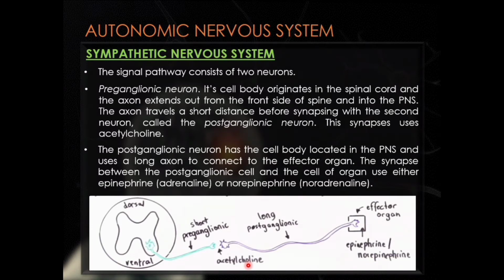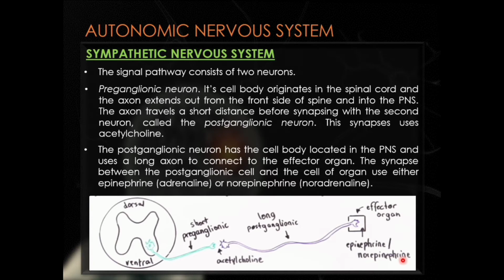Now, when the action potential is carried all the way to the axon terminal of the postganglionic cell at the synapse between our axon terminal and the cell of our effector organ, in this case, we use a different neurotransmitter. We either use epinephrine or norepinephrine. Inside the sympathetic nervous system, we usually have two of these neurons, but there is one exception.